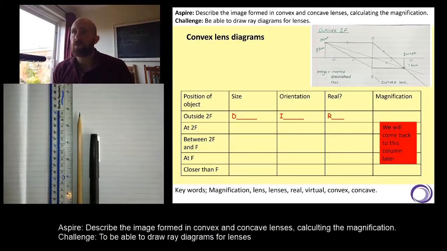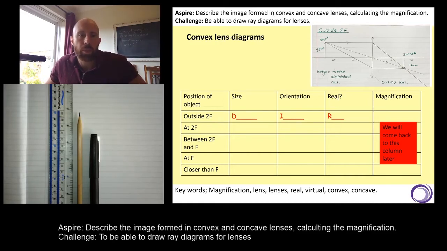Okay, so we've reached the part of the lesson now where it's time for you to go on and have a go at this on your own, to do some independent practice. So this table here, I want you to copy this table into your books, and you're going to fill in these three columns here, because the Aspire objective says that you can describe the image. So we're describing it for its size, its orientation, and if it's real or not.